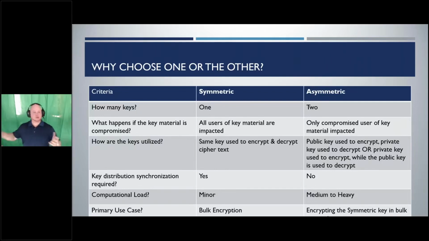So I just created this table. This is just a quick high-level overview, comparing the different components of symmetric versus asymmetric so that you can know which one you've got, right? So symmetric, it's just a single key, and asymmetric, it's two keys. What happens if your key material is compromised in asymmetric?